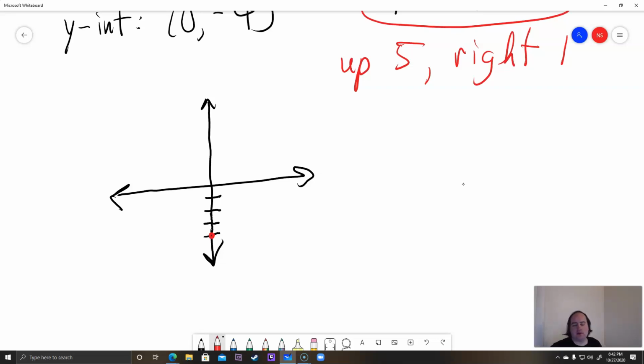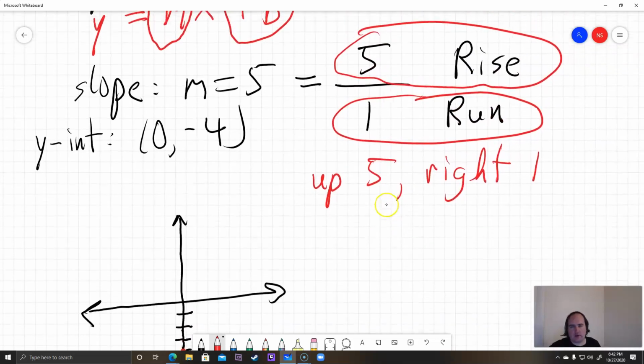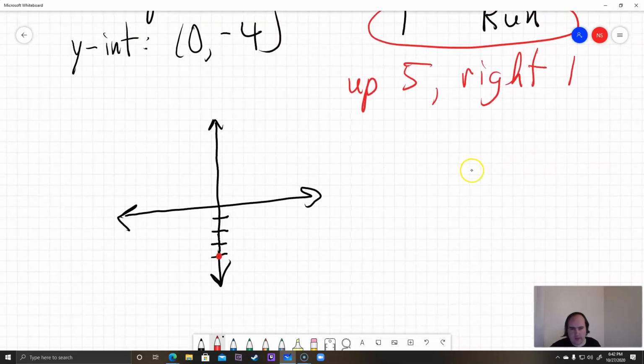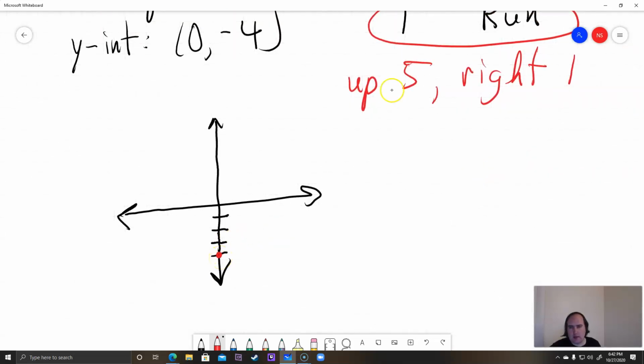Okay, and then to actually graph the line, we're going to follow the rise over the run. So the rise is 5, which means we go up 5, and then the run is 1, which means we go right 1. So we start at our y-intercept here, and we follow the directions. So we go up 5, so up 1, 2, 3, 4, 5. So we're actually going to be all the way up to positive 1, and then we go right 1. Right, so we're going to be going right 1 on the x-axis. So that means we're actually all the way up to this point up here, which is 1, 1.